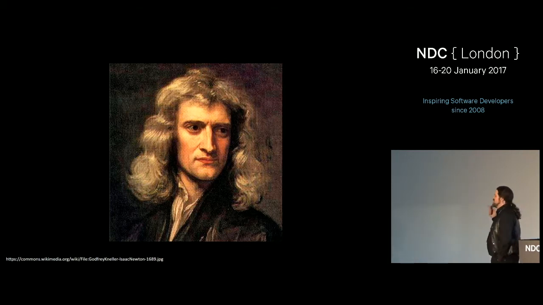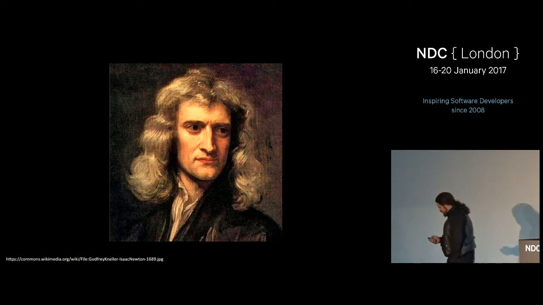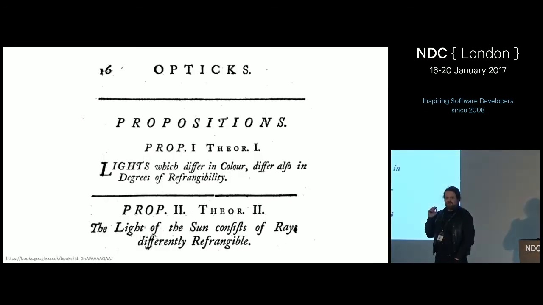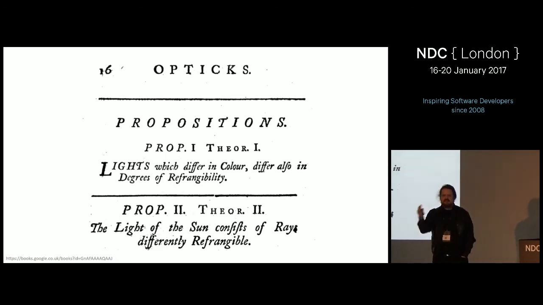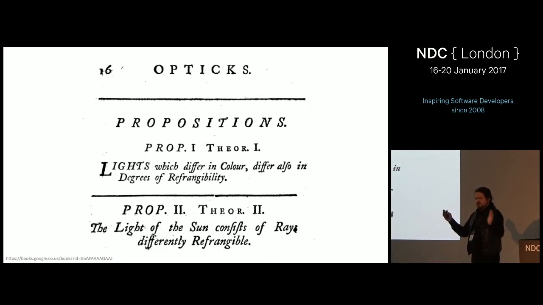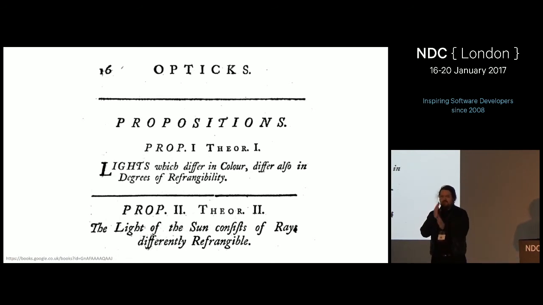And thanks to the wonder of communication and the wonder of Google Books, we can read exactly what his hypothesis was, because his original manifesto on optics is online, where you can go to this URL and look at it. And his hypothesis was, "I think the light from the sun consists of rays which are differently refrangible," which is this lovely archaic word for refracting. And he said that lights which differ in color differ also in degrees of refrangibility. He's basically saying, I think white sunlight is actually made up of all of these different colors all mixed in together, and I think if we were to refract them, we'd see they come out at different angles.